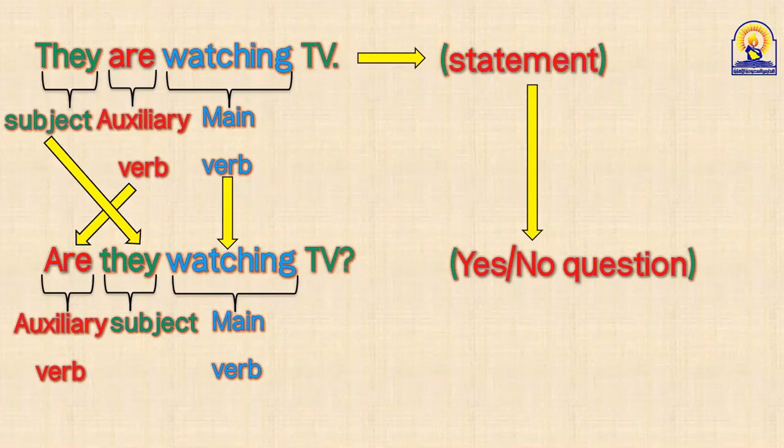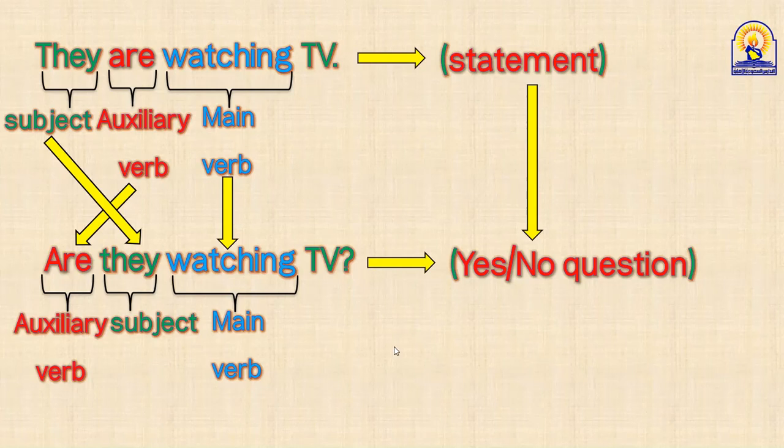Who can answer this question, guys? If you have a question like this, are they watching TV? Can you give me an answer? How can I answer this kind of question starting with an auxiliary verb? It's called a yes and no question. Why do we call this a yes and no question? Yes, Abdullah Al-Warini. Why do we call this a yes and no question, Abdullah? Abdullah, are you there? Yes, Abdullah. Yes. I can hear you.